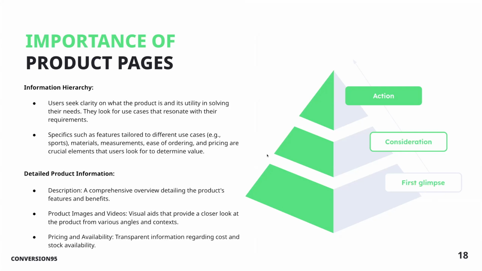Product images, an image gallery is super important. Videos, if possible. Visual aids provide a closer look and also help people understand the product a bit better. For apparel, it could be how this product looks on another person. For furniture, it could be how it could fit into my living space. How big is it compared to some other general items?